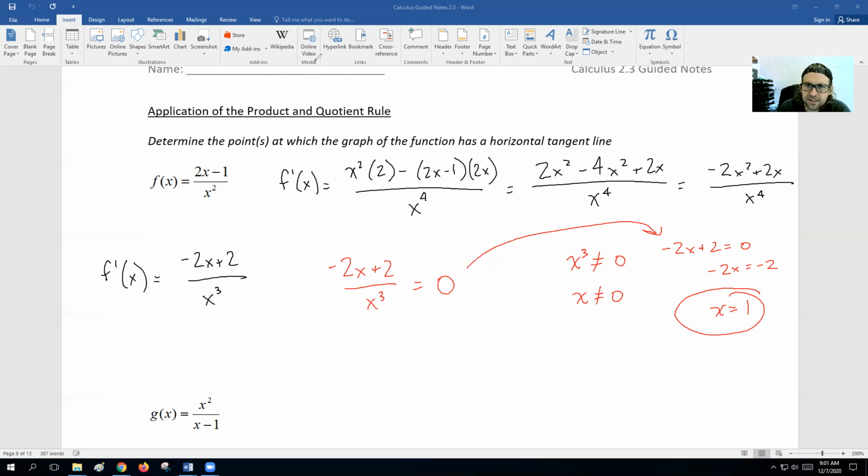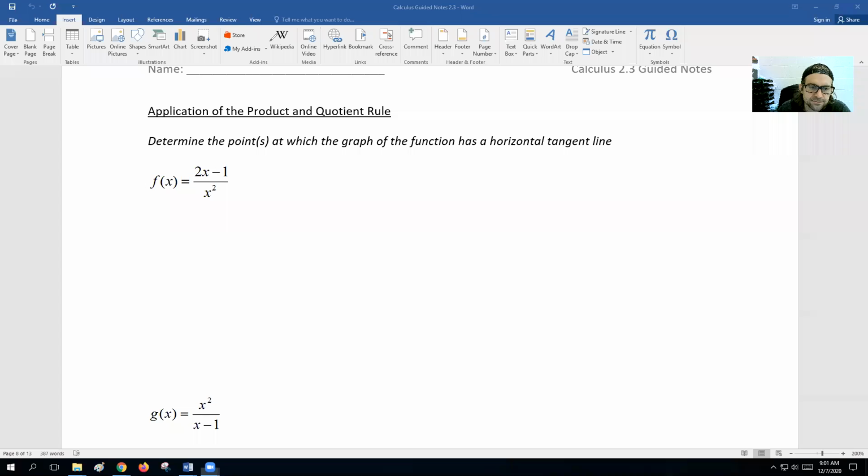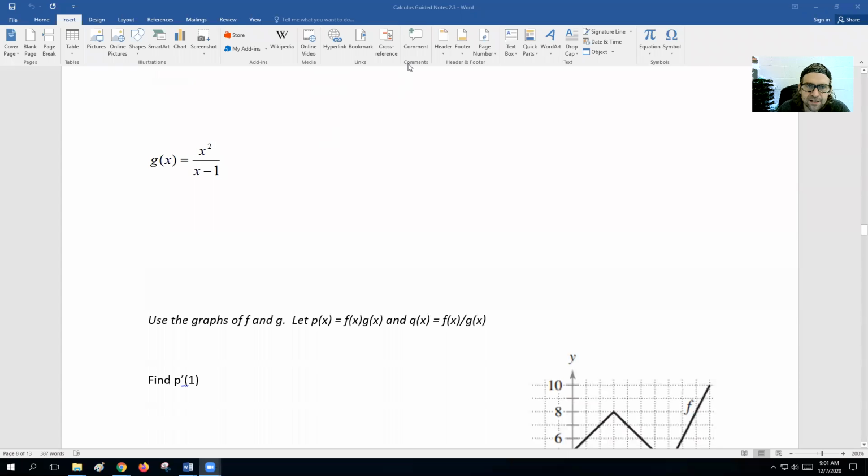All right, so let's practice that again. Let's look at another one. We got x squared over x minus 1. Okay, so let's first take the derivative, low d high, high d low, g prime of x. Low is x minus 1, d high is 2x. Minus high is x squared, d low is just 1, all over low, which we'll leave as x minus 1 squared.